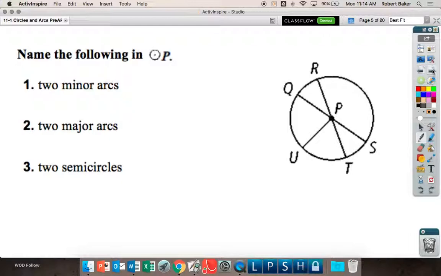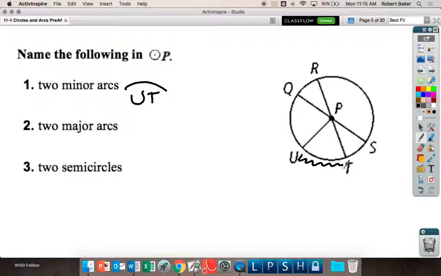UT and QU. Oh, I'm sorry, what? I think 2 minor arcs, arc UT. That is this arc right here. Is that less than 180? Okay, perfect. Name another minor arc.